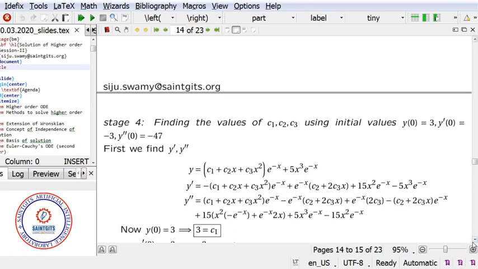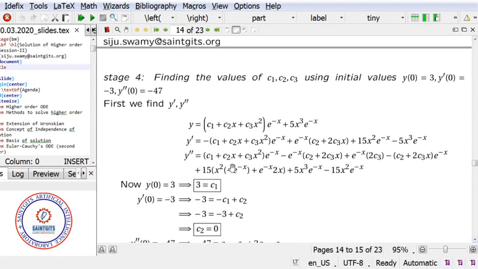Y of 0 is equal to 3 means I put x equal to 0 here in the right side. All the terms except c1 contain x, so all these become 0. The e raised to 0 is 1. That is why c1 into e raised to 0 is c1. Left side value for y is actually y of 0 equal to 3. We put that 3 here. So c1 is equal to 3.